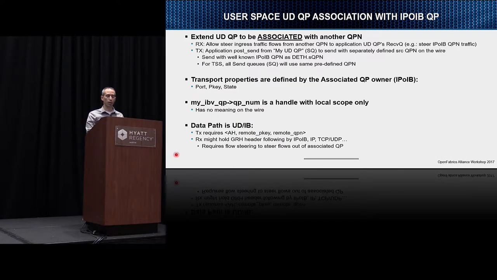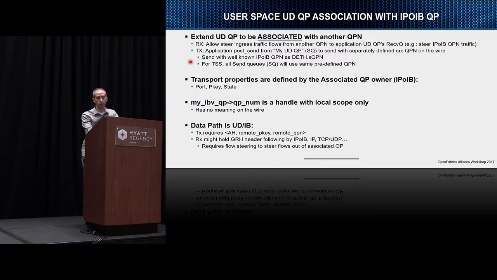So how would we like to solve the QP number issue? The proposal here is to extend the QP init attribute to include an associated QP number. So we can create the QP and specify the associated QP number, which should be the kernel netdev QP number, so whenever we send a packet with this associated QP number on the DTH.